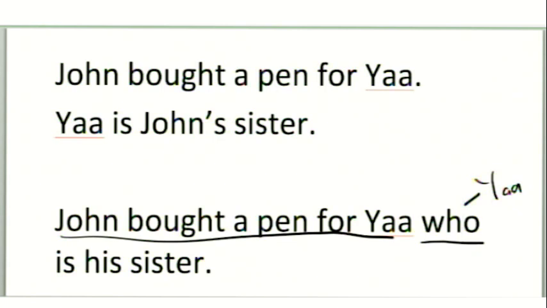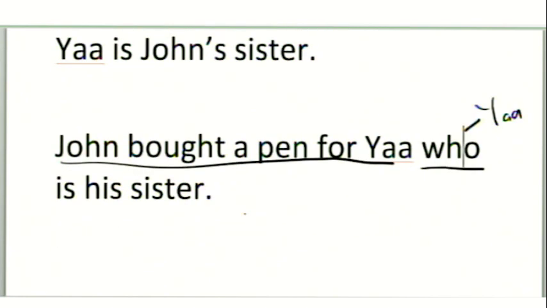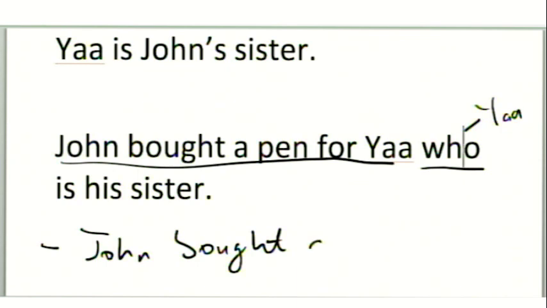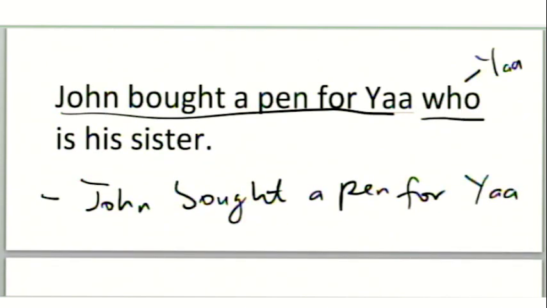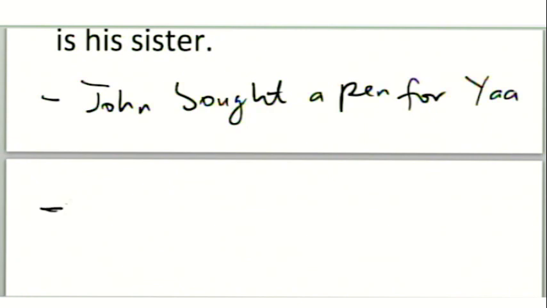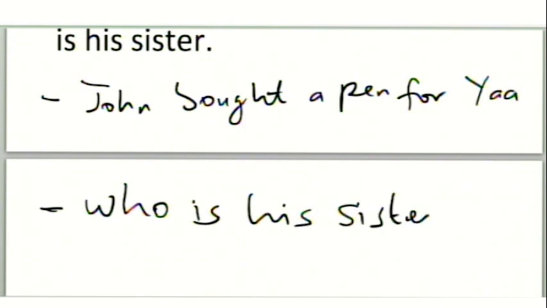So the meaning is incomplete until it is linked to the main clause, which is John bought a pen for Ya. So here, our main clause is John bought a pen for Ya. And then our subordinate clause is who is his sister.